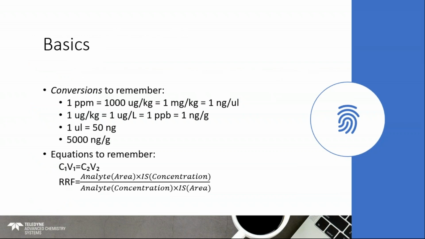Here are some other basic conversions and equations to remember when doing extraction. I know everyone has their own method for getting from A to C, but I find these to be the most helpful rules of thumb to know. So for your conversions, 1 ppm equals 1,000 micrograms per kilogram. 1 microgram per kilogram equals 1 microgram per liter. 1 microliter equals 50 nanograms, and 5,000 nanograms per gram. Good equations to know are C1V1 equals C2V2, and your relative response factor equaling the analyte area times the internal standard concentration over the analyte concentration times the internal standard area.